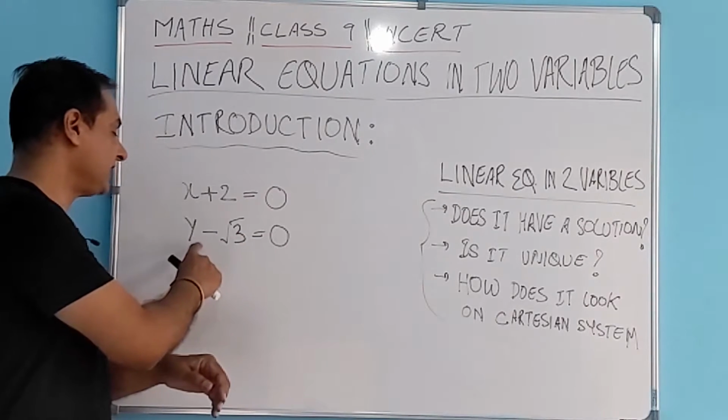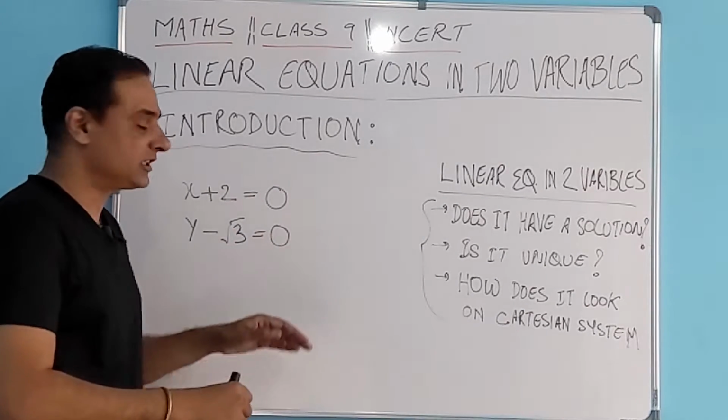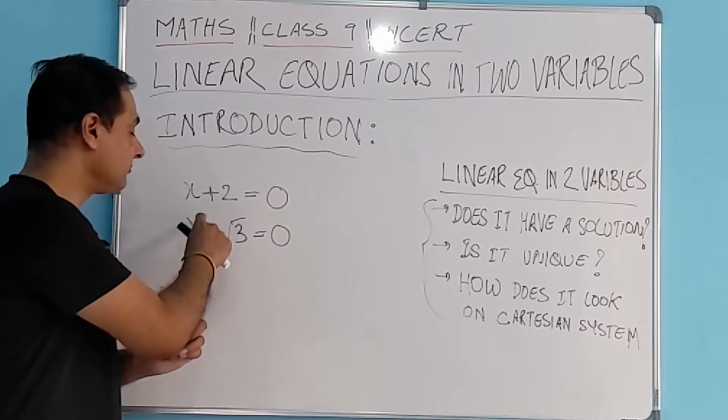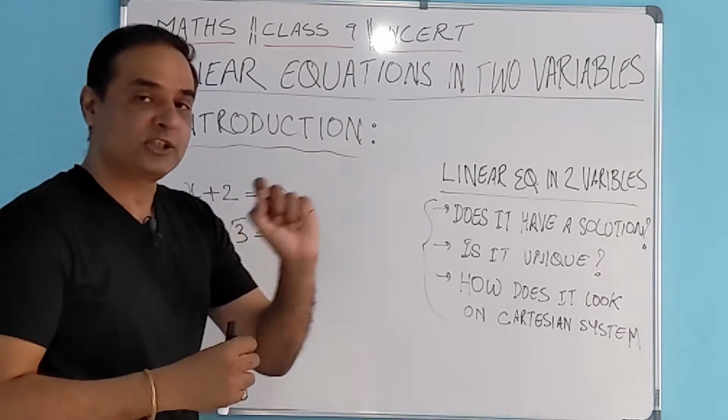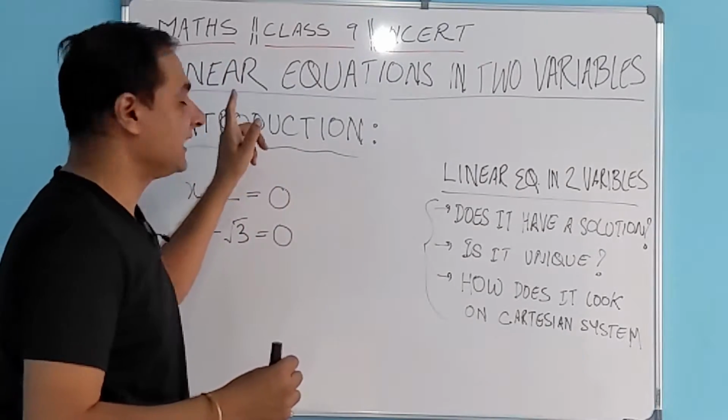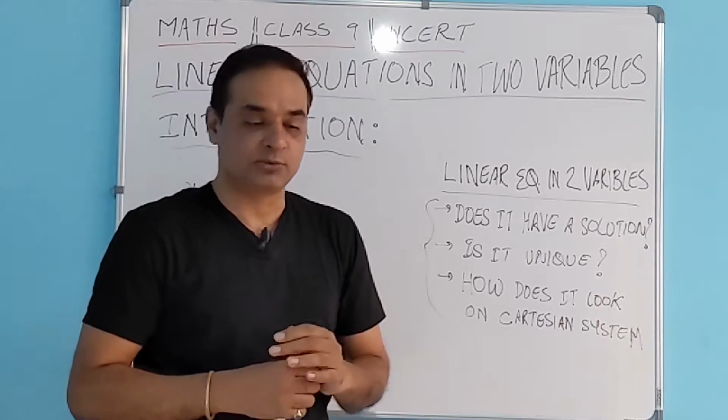Same way, if we have y minus root 3 equals to 0, this equation also has the maximum order, or the value, as 1. So if we plot this equation on the graph paper, it will be a line. So that's why we call them linear equations.